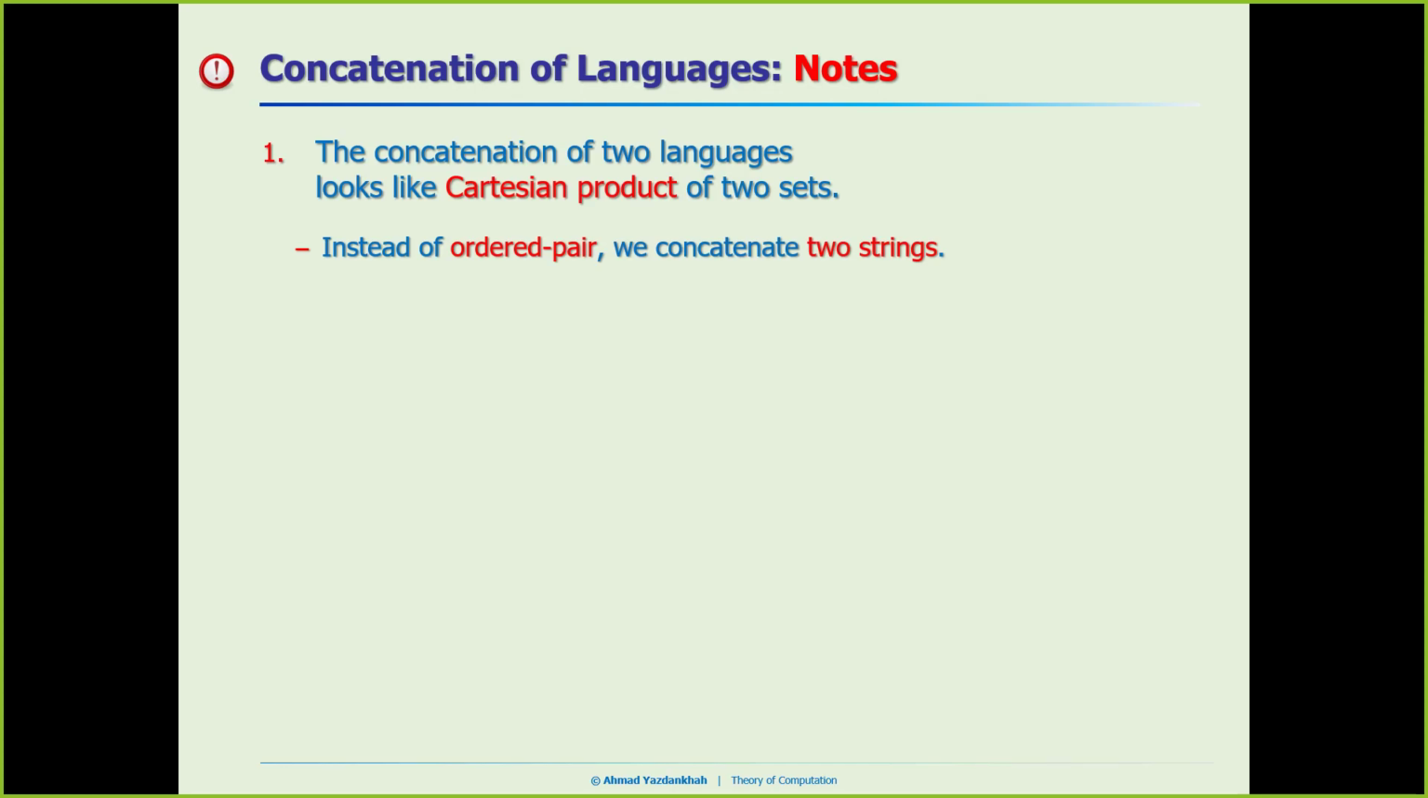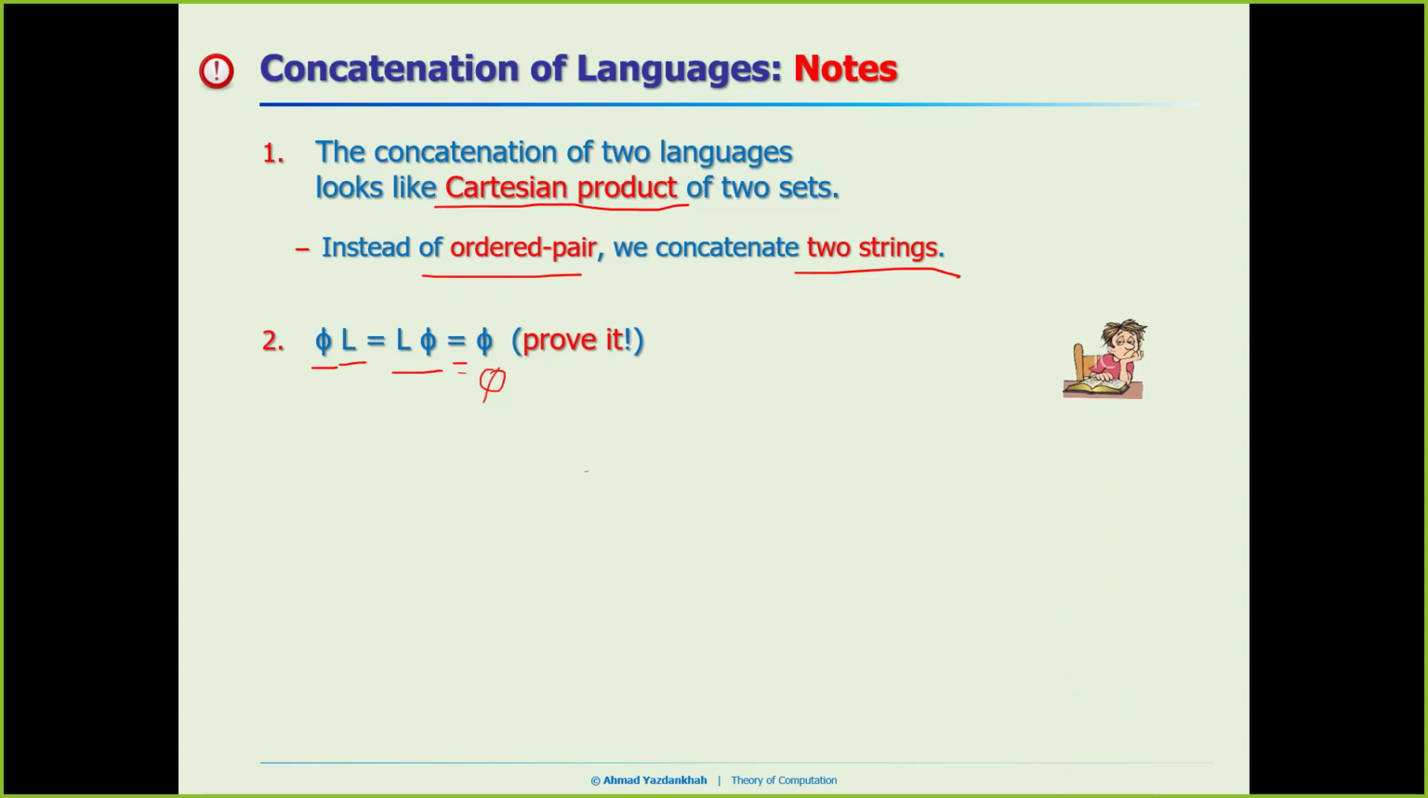Okay, so let me give you some notes. As we said, the concatenation based on the sets looks like the Cartesian product of two sets. Instead of the ordered pair, now we have concatenation of two strings. The point number two is if you are concatenating the phi language with any language, from left or right, it doesn't matter, the result will be phi. And I ask you to prove this.